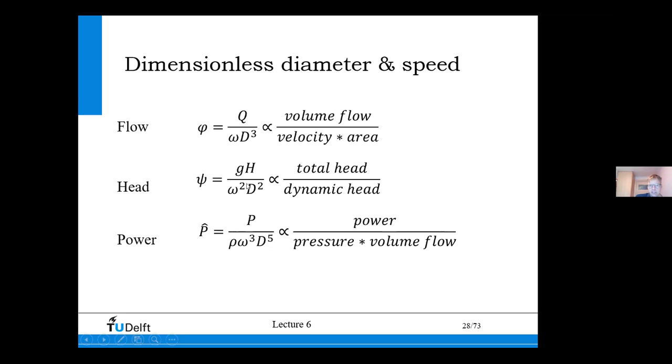For the head, we have g times H, and then you have the dynamic head, so the v squared. This is also the dimensionless head parameter. And in this way, you can also derive a dimensionless power parameter: power divided by pressure times volume flow. The pressure times the volume flow we have here, omega d squared, and the pressure is rho omega squared d squared. So you get omega to the power 3 and d to the power 5. So typically, with dimensionless analysis, you can derive these three parameters, and you can also express them in each other. That's important. And then you want to go to dimensionless diameter and speed.